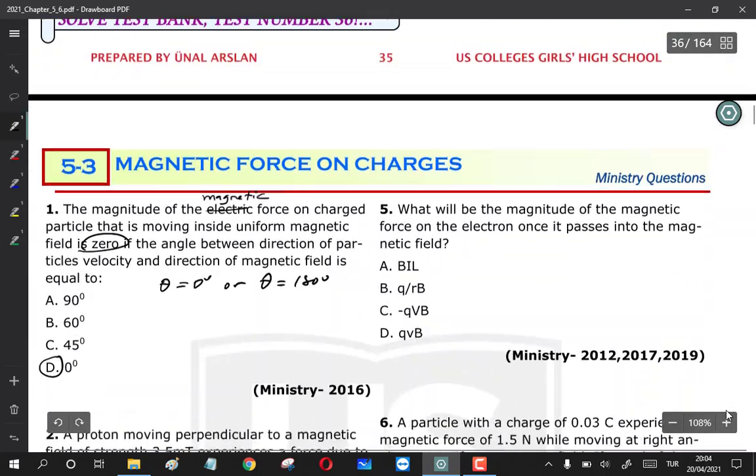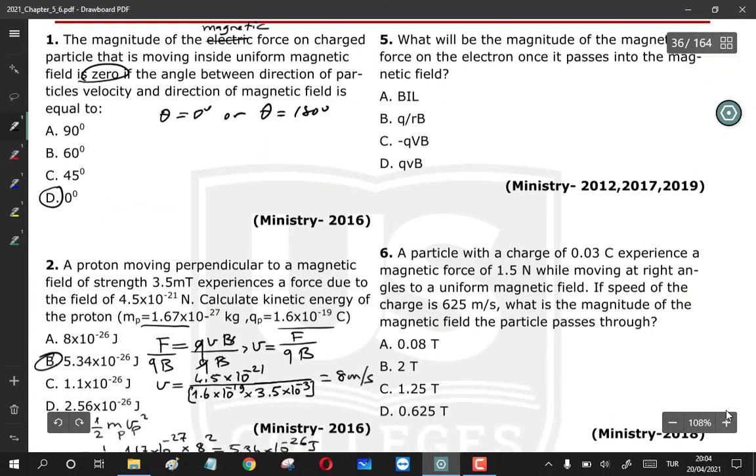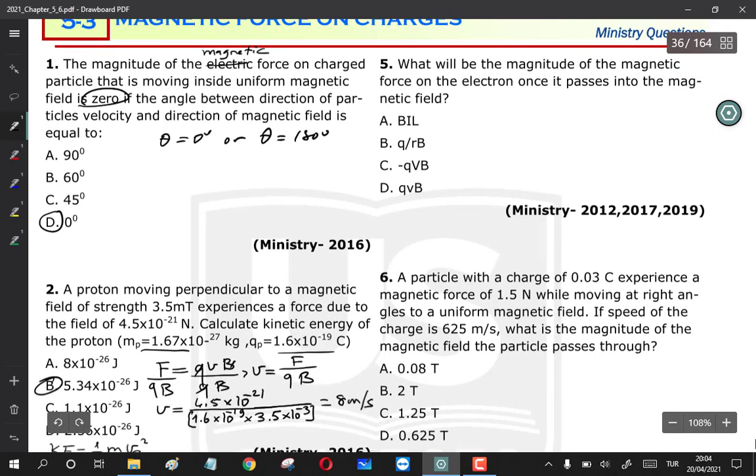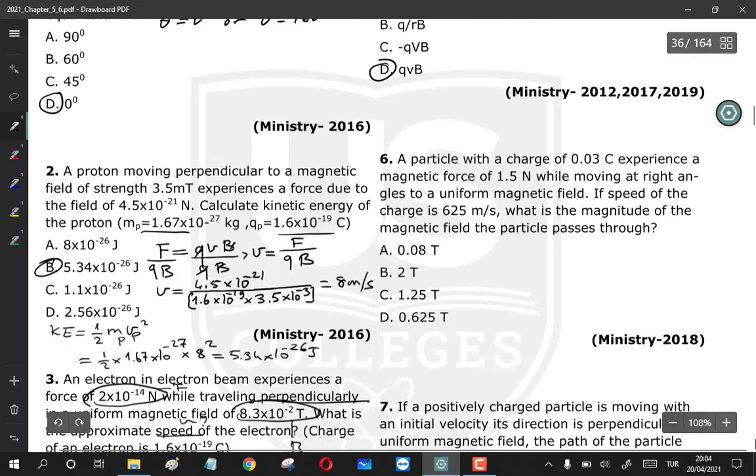Question number 5. What will be the magnitude of the magnetic force on an electron once it passes into a magnetic field? So the question is about the equation. QVB is the force for calculating a charge which is moving inside a magnetic field. It is proton or electron, it doesn't matter because the question is talking about magnitude. Magnitude of a vector quantity is always written as positive. So Q times V times B is the equation.